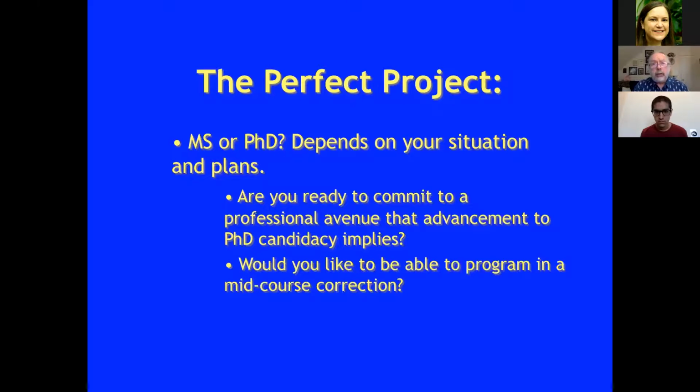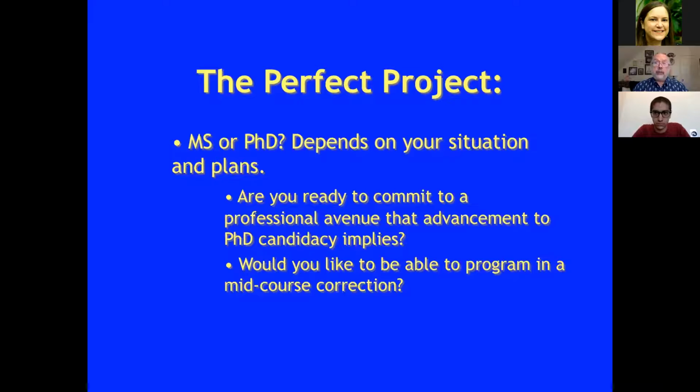On the other hand, you might prefer a graduate program that gives you an opportunity for a mid-course correction. And that's what the break between the MS and the PhD affords you. All right. This is, of course, particularly useful if you're young, right? And you actually have the time to do this.